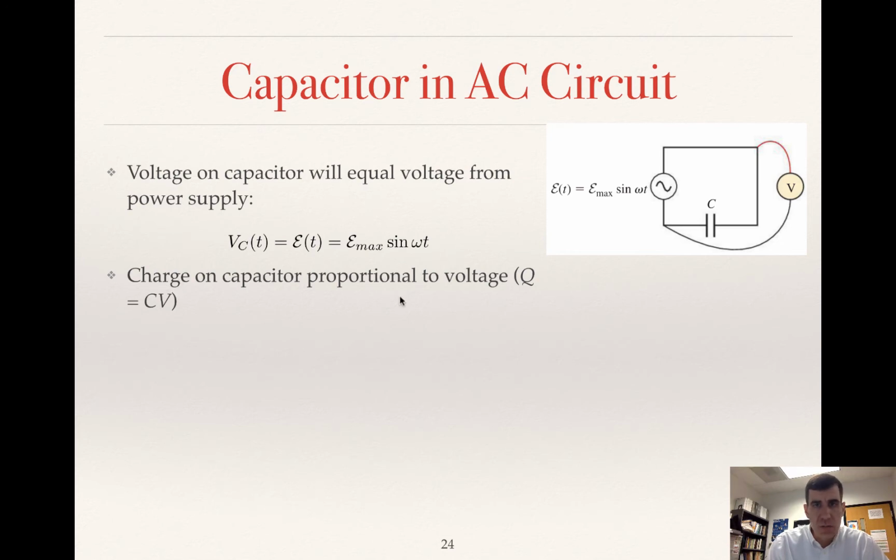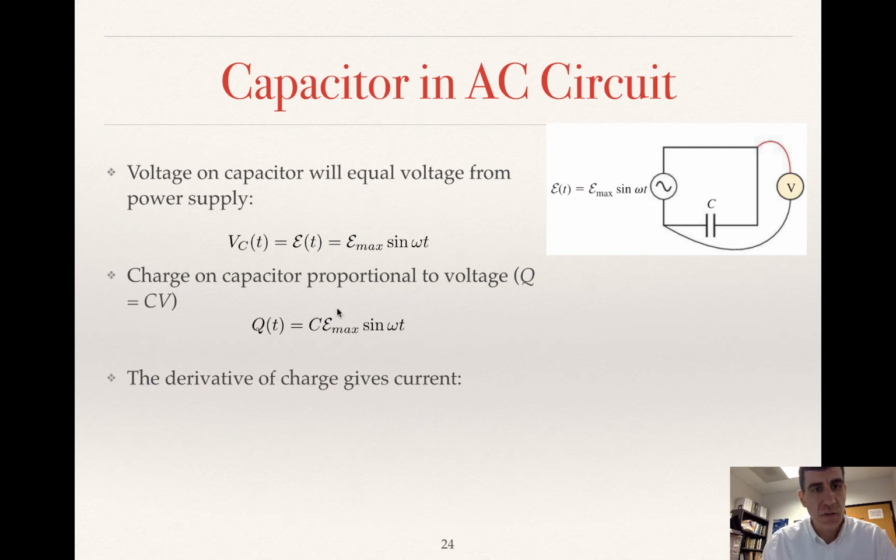From the definition of capacitance, we know that the charge on the capacitor is proportional to the voltage. So Q is just C times V, and it's going to be changing with time. So we multiply the capacitance by this value of V, and that gives us the charge. So it's C times the maximum voltage times sine omega t.